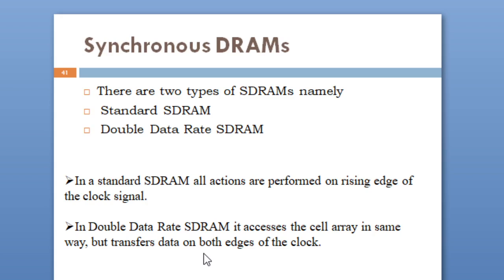There are two types of SDRAMs, namely standard SDRAM and double data rate SDRAM. In standard SDRAM, all actions are performed on the rising edge of the clock signal, meaning the positive side of the clock cycle. In double data rate SDRAM, it accesses the cell array in the same way but transfers data on both edges of the clock signal. That means in the positive edge as well as the negative edge, or you can say both the edges, the rising edge as well as the falling edge.